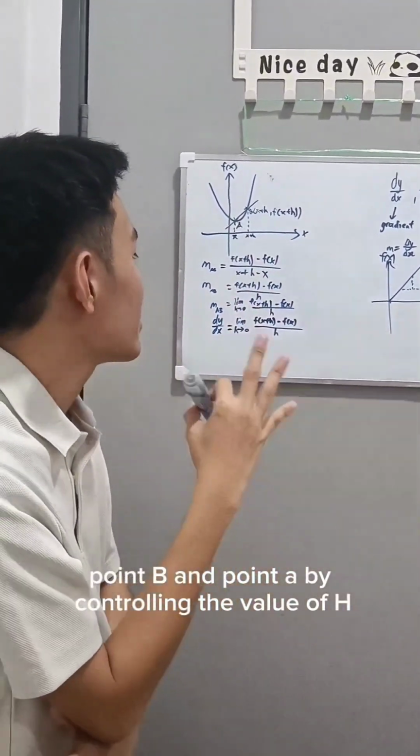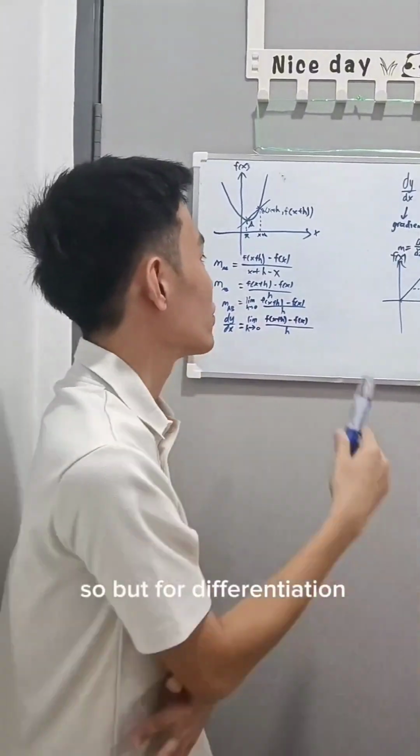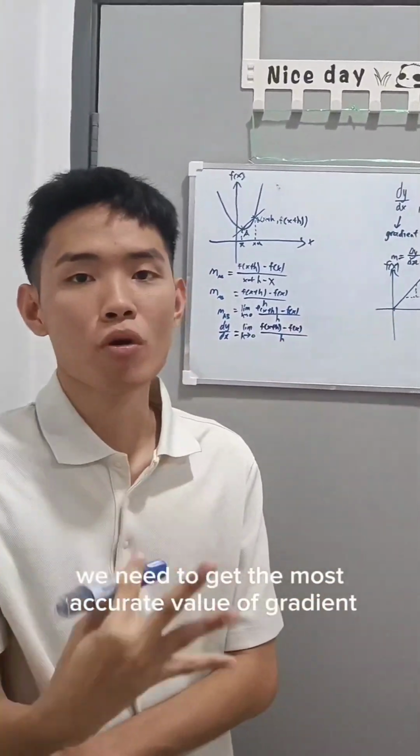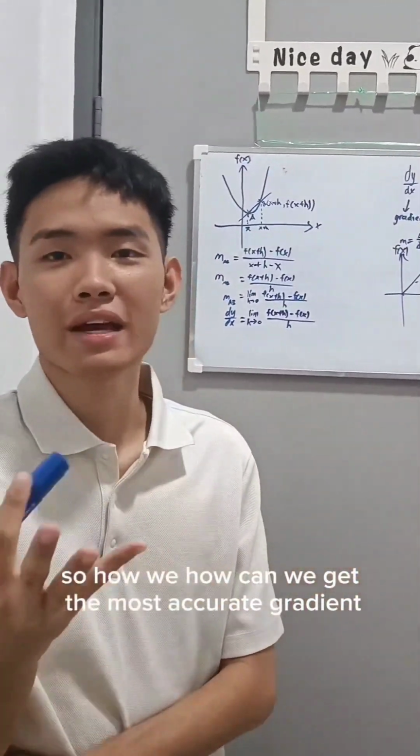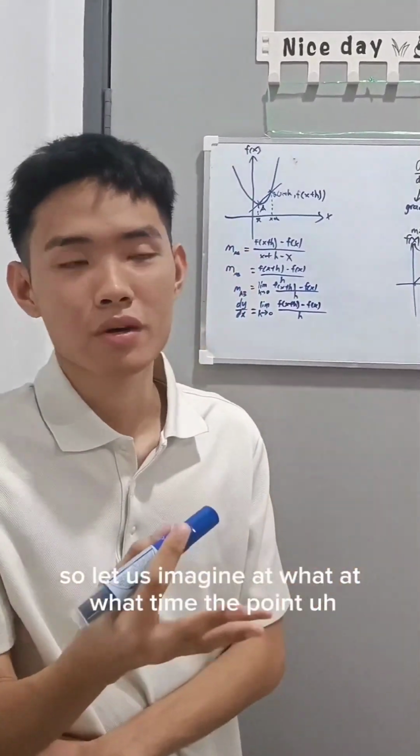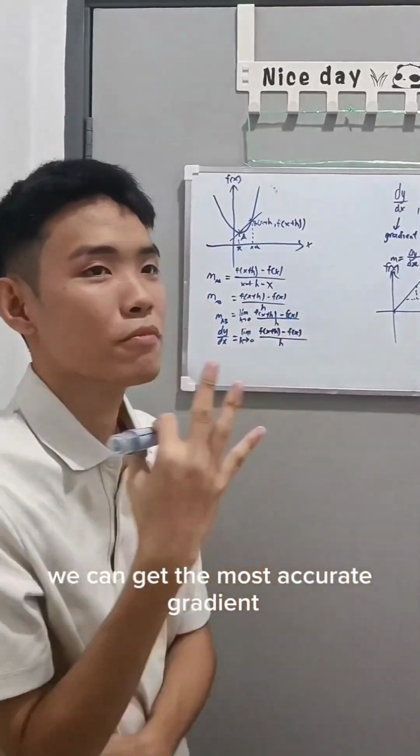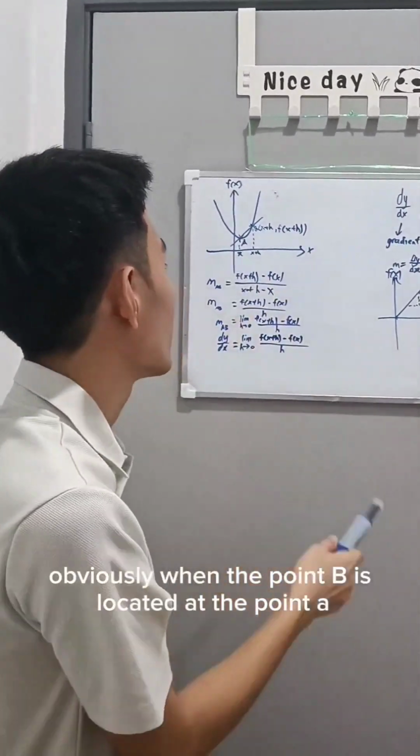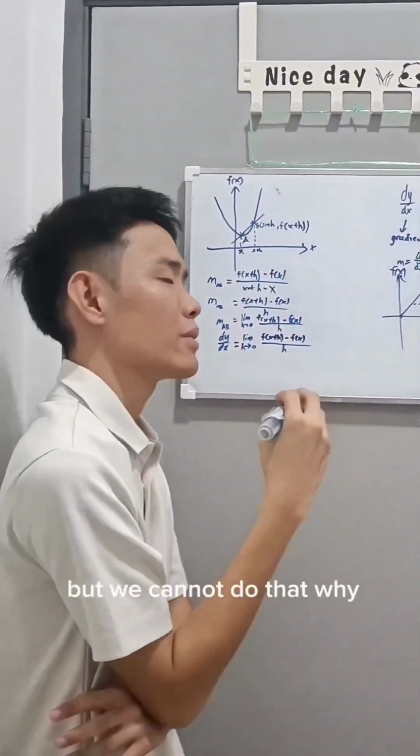By controlling the value of h, we can observe how close the two points are. For differentiation, we need to get the most accurate value of gradient. So how can we get the most accurate gradient? Let us imagine at what time we can get the most accurate gradient. Obviously, when point B is located at point A, we can get the most accurate one. But we cannot do that.